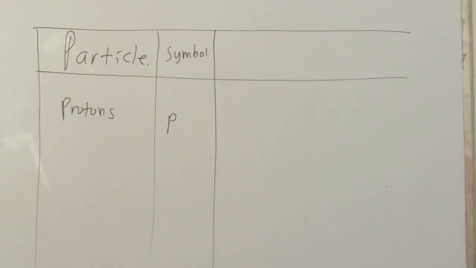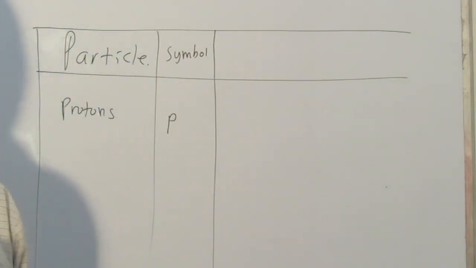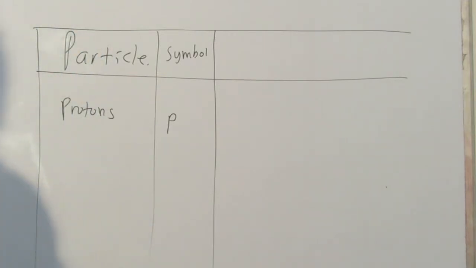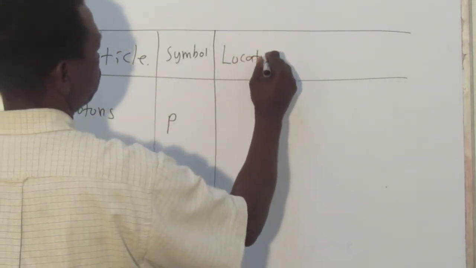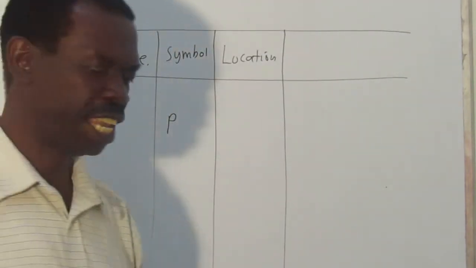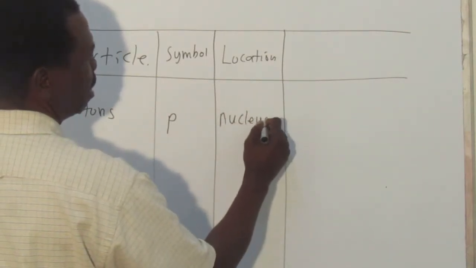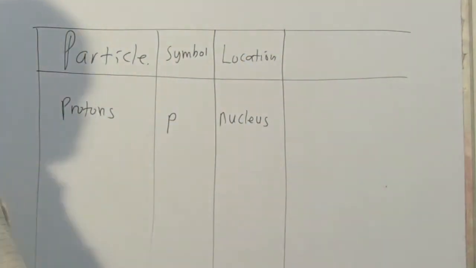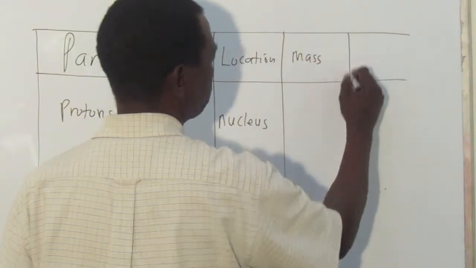What is the location? I don't mean Chibolya location or Mtendere, but I'm saying in relation to the atom, where are they found? Is it at the center, which is the nucleus, or is it in the electron shell? This is the location I'm talking about. The location, if you've been following what I've been saying, is at the center, and at the center, we've said it is the nucleus. From there, I also talked about the mass. What is the mass? The relative mass.